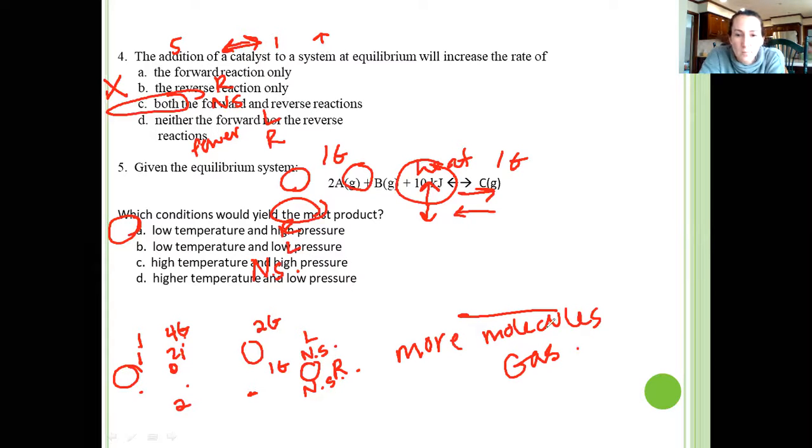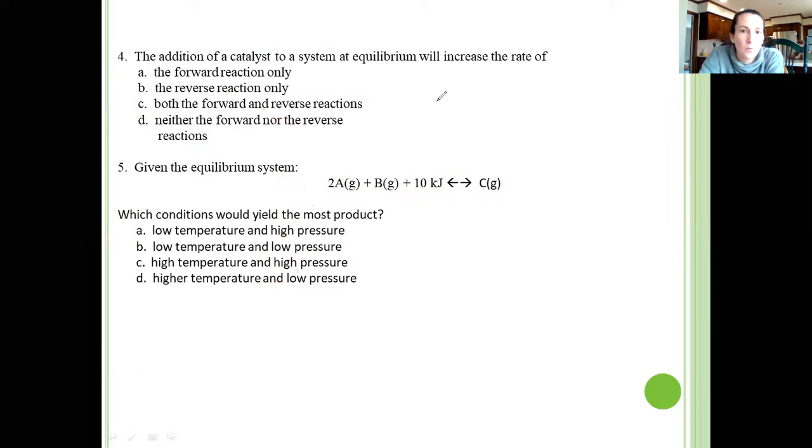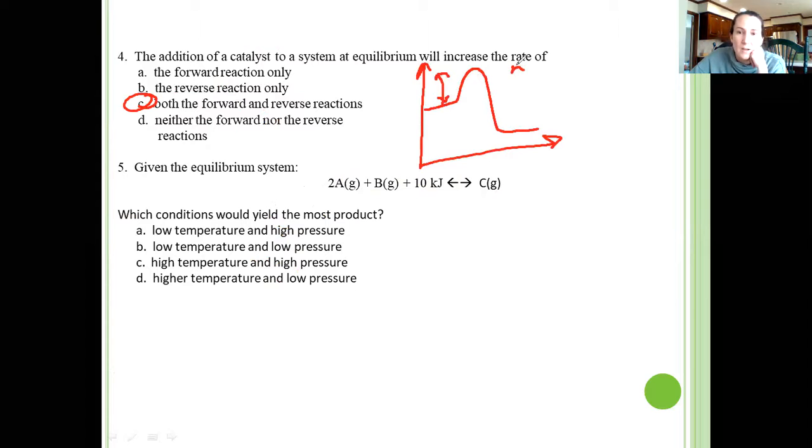Okay. So number 4, the addition of a catalyst will increase the rate of both forward and reverse reaction. So in a potential energy diagram, you have activation energy of the forward reaction, activation energy of the reverse reaction, and then if I add a catalyst, it makes my hill get smaller. So it reduces the forward activation energy and it reduces the reverse activation energy. So that's why it helps out both the forward and reverse reactions.